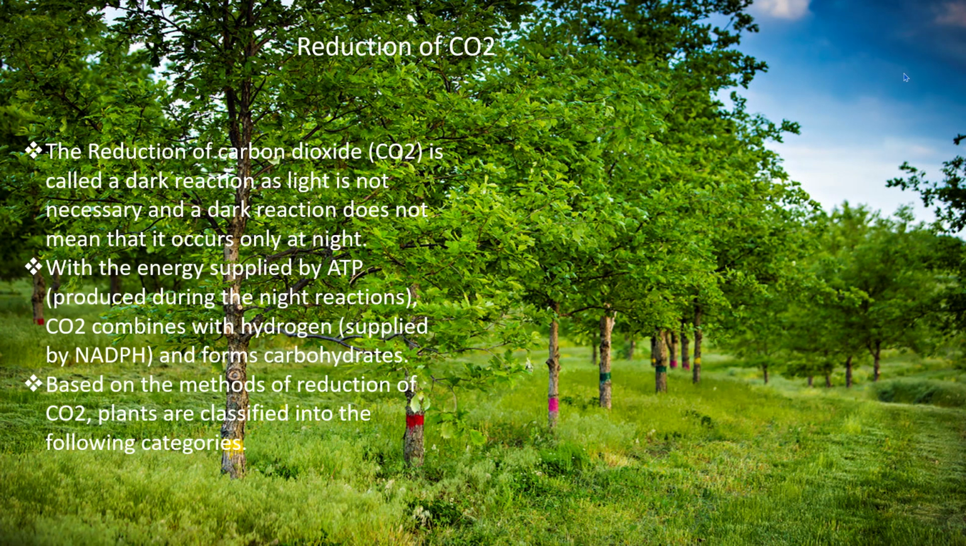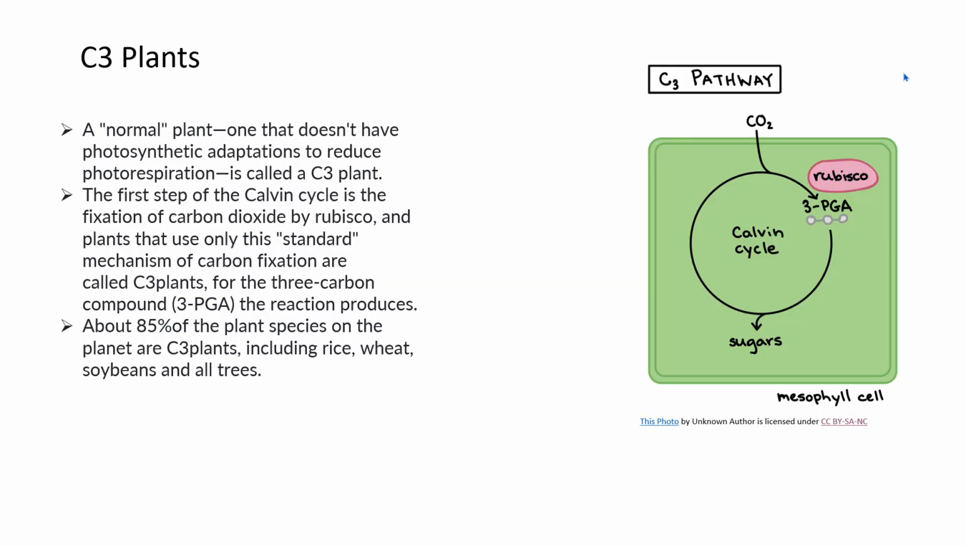The first category is C3 plants. The C3 stands for 3 carbon. The C3 plants are the normal plants, and 85% of plant species are known as C3 plants, including wheat, rice, soybeans, and all the trees. The first step of the Calvin cycle is the fixation of the carbon dioxide by rubisco. Rubisco works with 6 carbon, but here in C3 we are having 3 carbon. The plants that use only this standard mechanism of carbon fixation are called C3 plants, for the 3 carbon only.